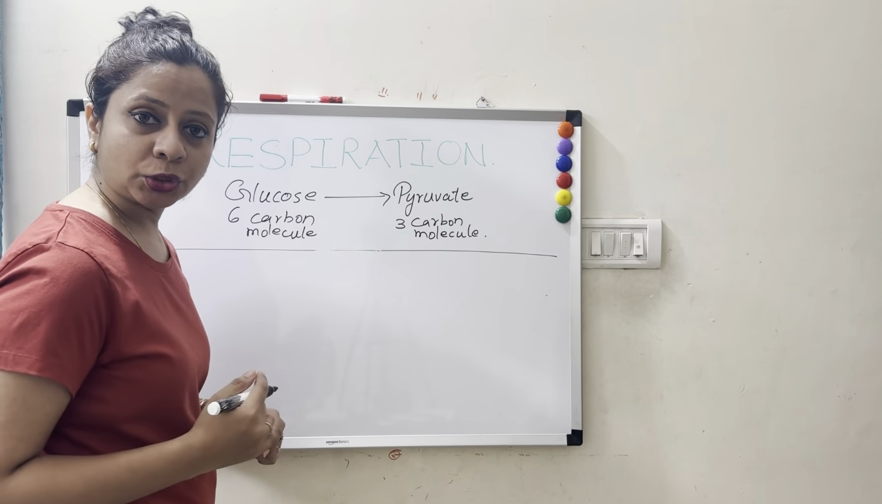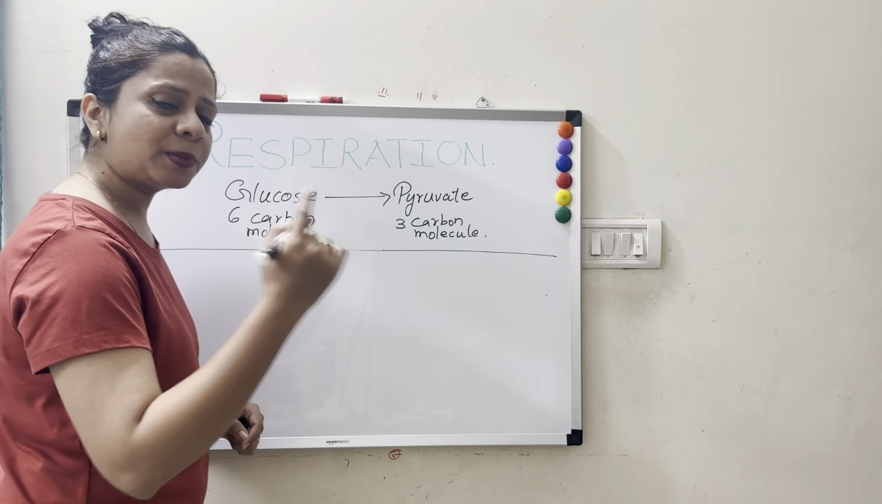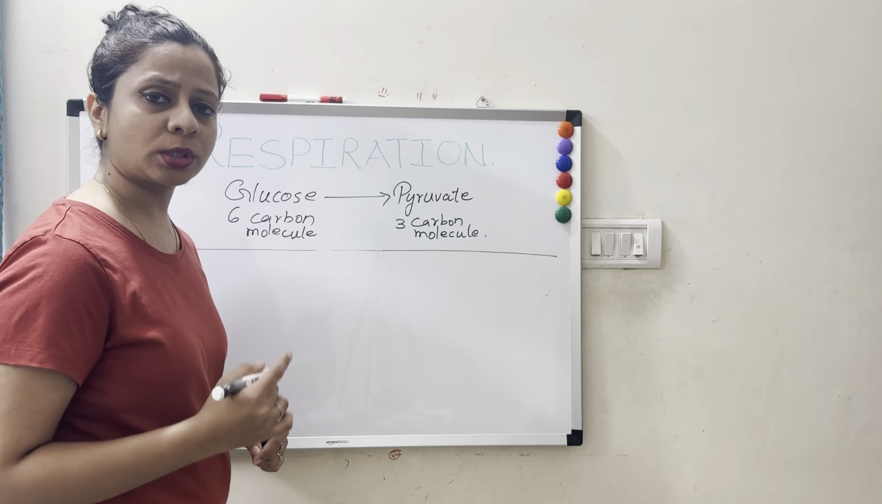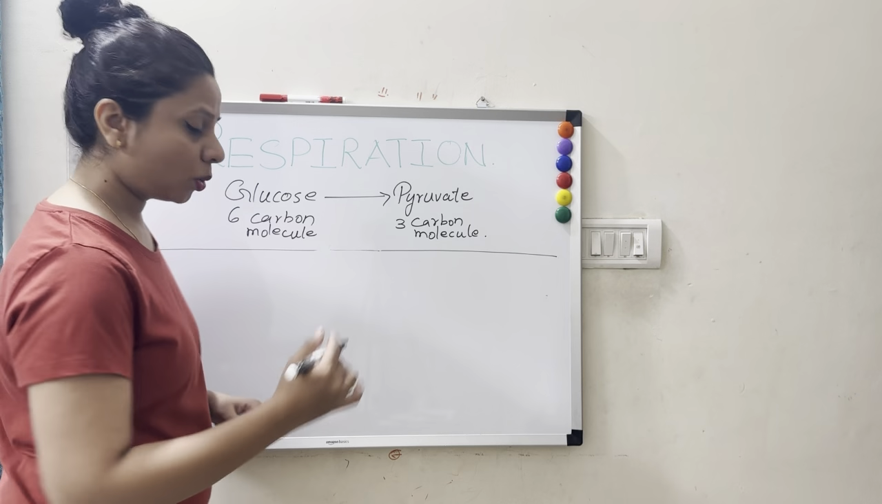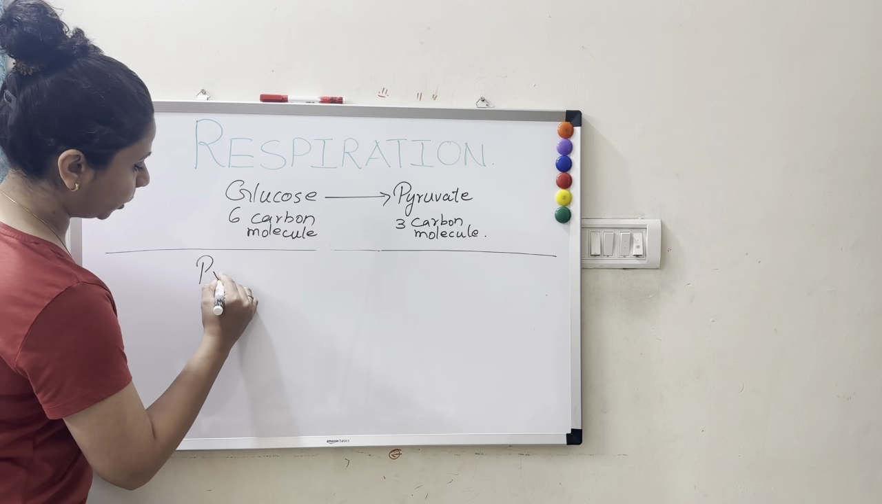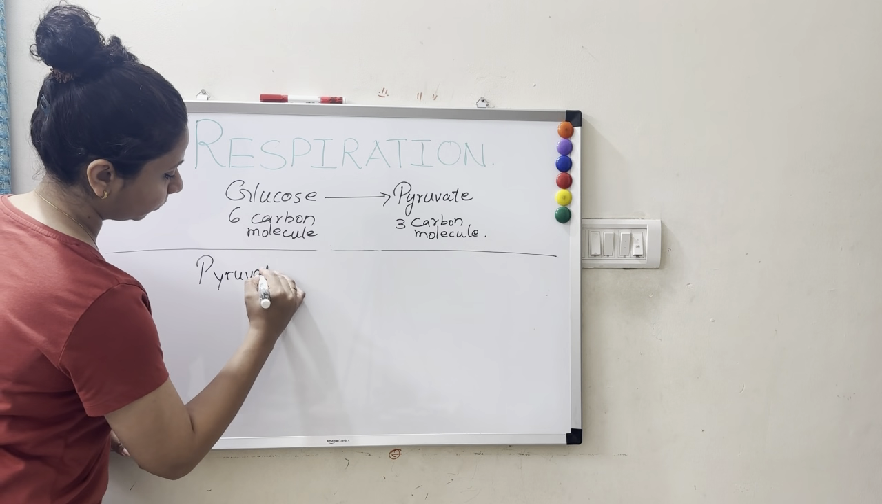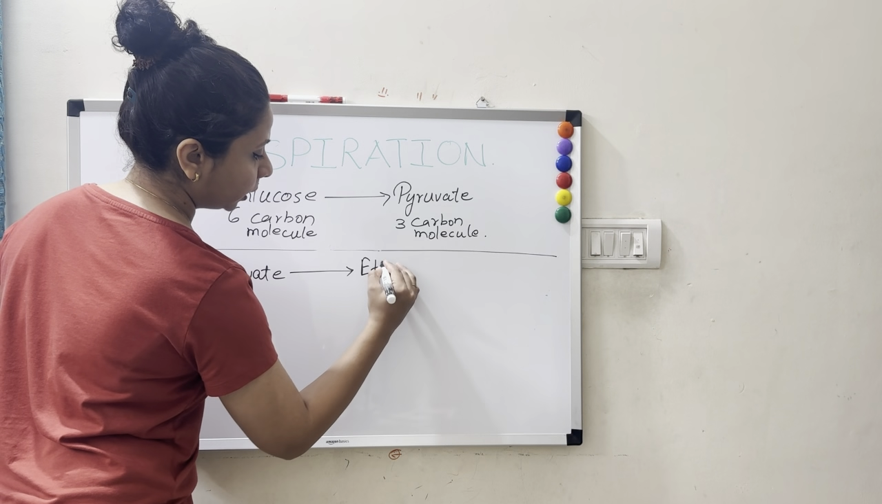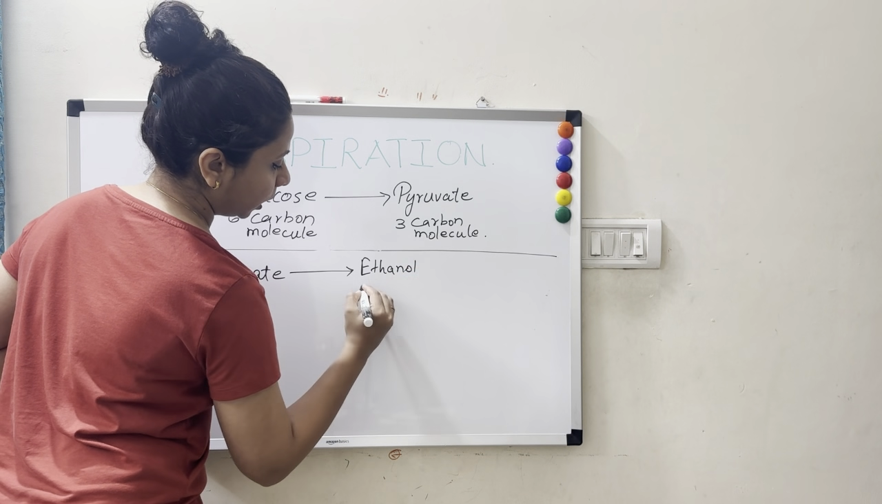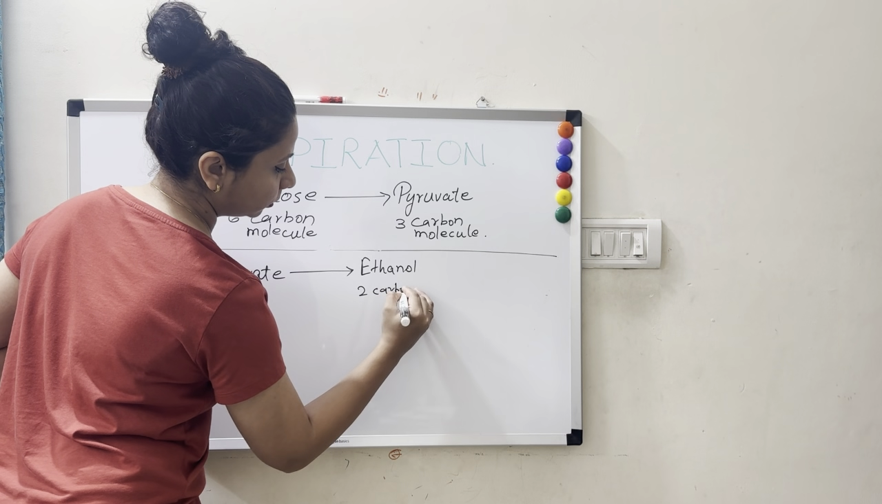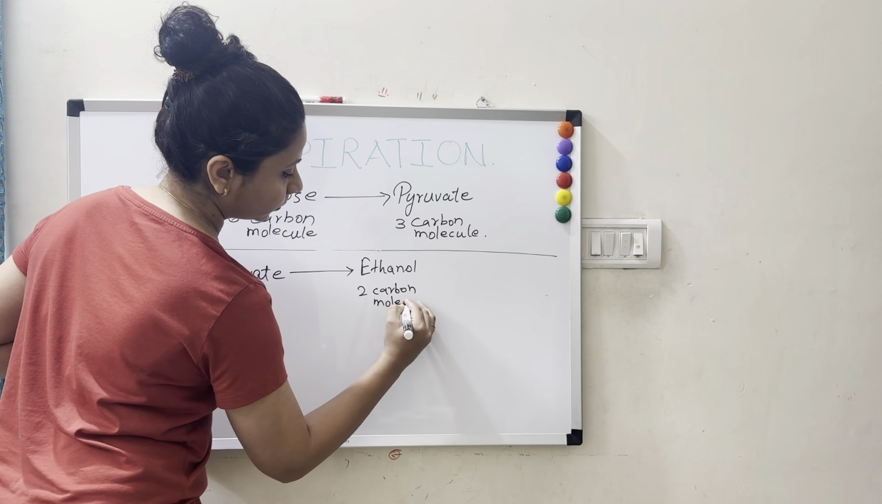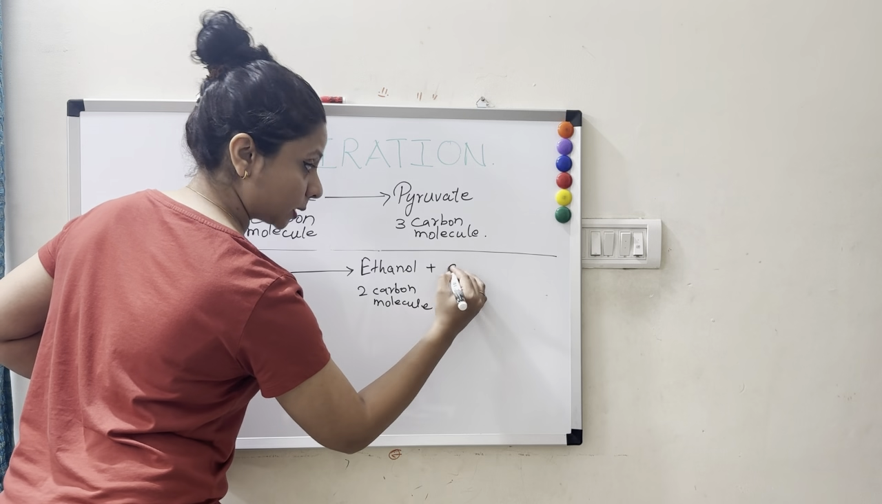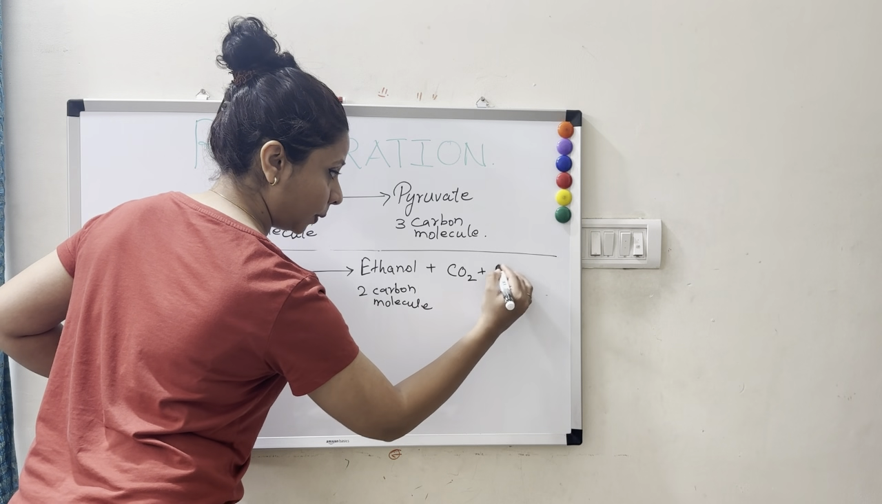Now the next reaction is in absence of oxygen, where there is no oxygen for the organism. So what is happening? Pyruvate, a 3 carbon molecule, getting converted into ethanol, a 2 carbon molecule plus carbon dioxide plus energy.